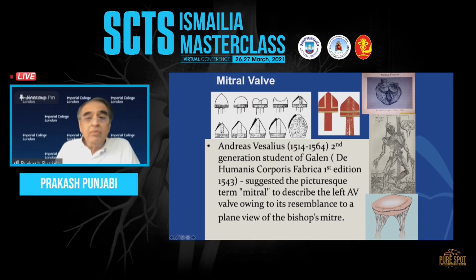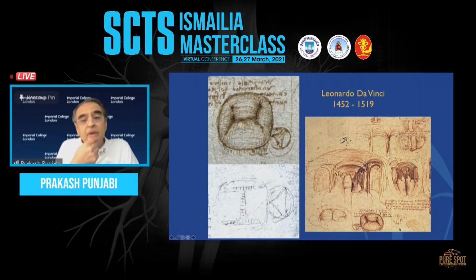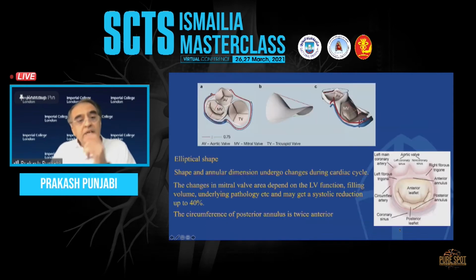Now, I've put out a few mitres here, so you can make out whether that is really what it looks like. But our knowledge was advanced quite significantly by Leonardo da Vinci's drawings, where he really was able to tell us what the anatomical structure is, and how it would function. And that really started our understanding of the mitral valve, which is to be very clear that it's an elliptical shape, and that the shape and the annular dimension undergo changes during the cardiac cycle.